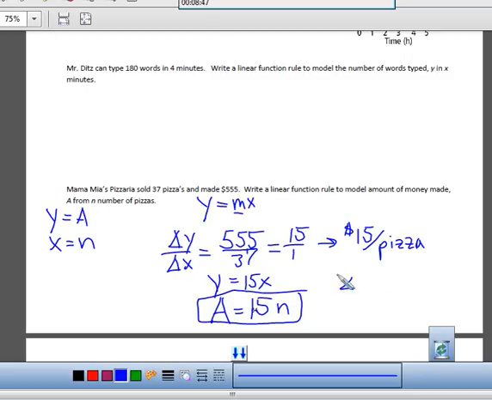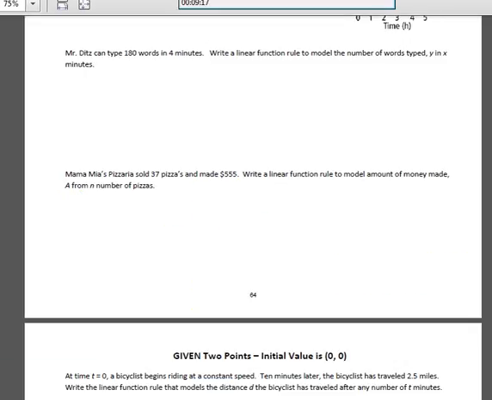Okay, another star question here. How much money will Mamma Mia's make if they sell, how about, let's go a big number, 55 pizzas. 55 pizzas will make them how much money? Use your equation to figure that out. Okay, on to the next page. Page 65.